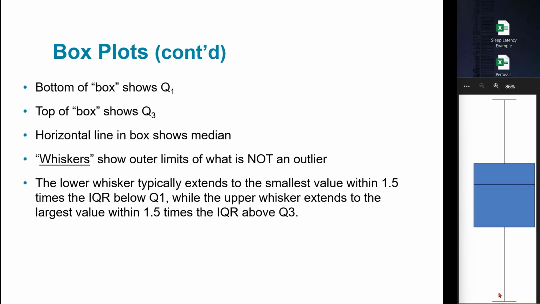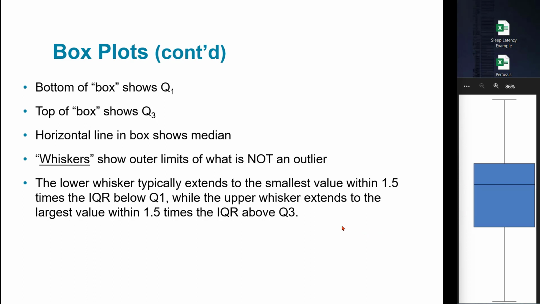The lower whisker typically extends to the smallest value within 1.5 times the IQR below Q1, while the upper whisker extends to the largest value within 1.5 times the IQR above Q3. Any data points beyond the whiskers are considered outliers. The interquartile range is the range between the first quartile, Q1, and the third quartile, Q3, and is represented by the size of the box.